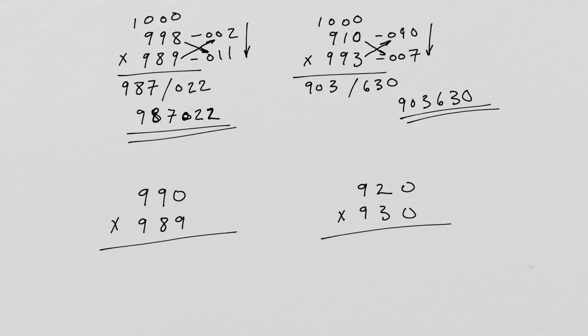Okay, third problem, working off of base 1000 again. We'll say this is minus 10. This is minus 11. For our left hand side, we either subtract this way or subtract this way. Either way we get the same thing, 979. For the right hand side, multiply straight down, get 110.